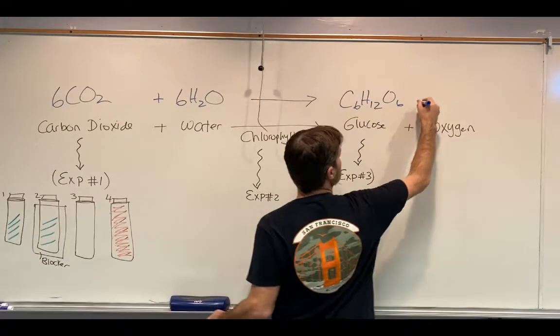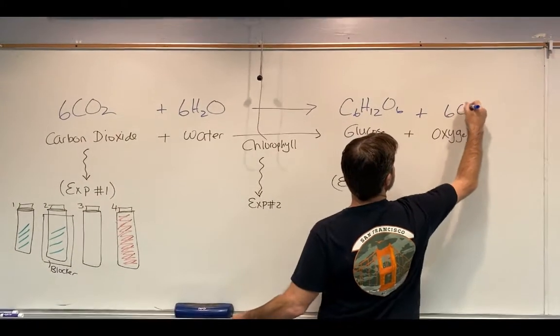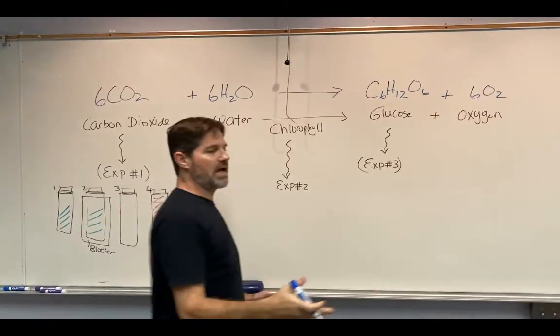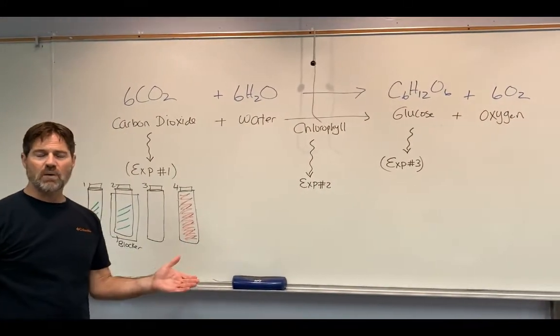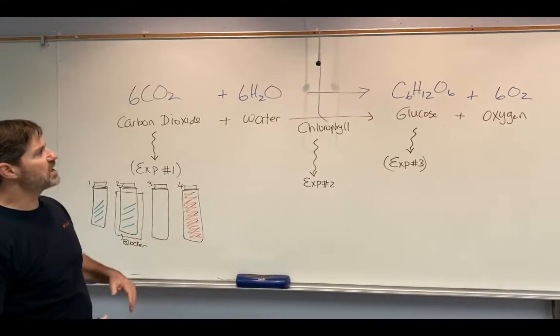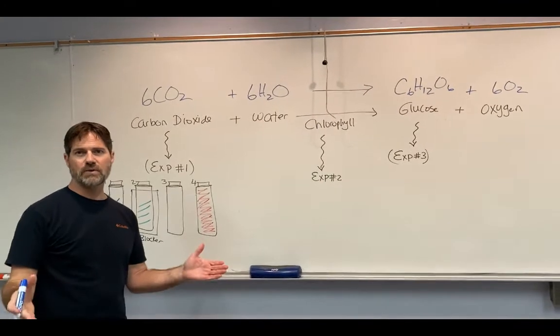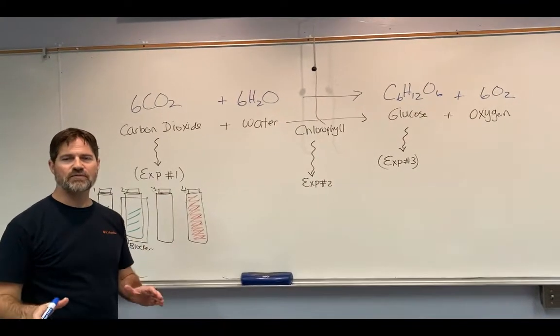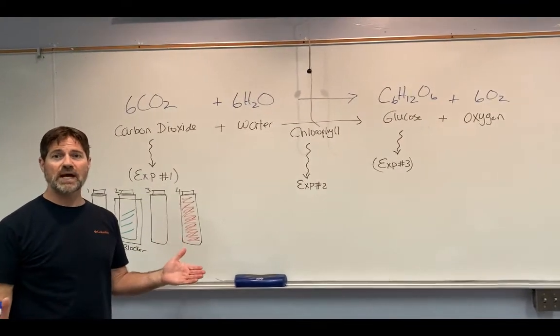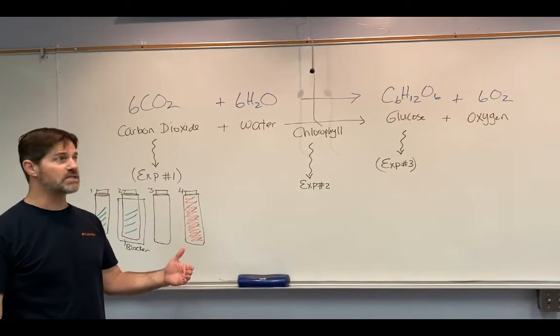C6H12O6 plus 6O2, or oxygen gas. Now, one of the reasons why I wanted to put this up here is because we actually have 2 sets of reactions taking place during photosynthesis. Now, of course, that is a simplification. There's actually far more than 2 reactions taking place, but 2 main sets of reactions.